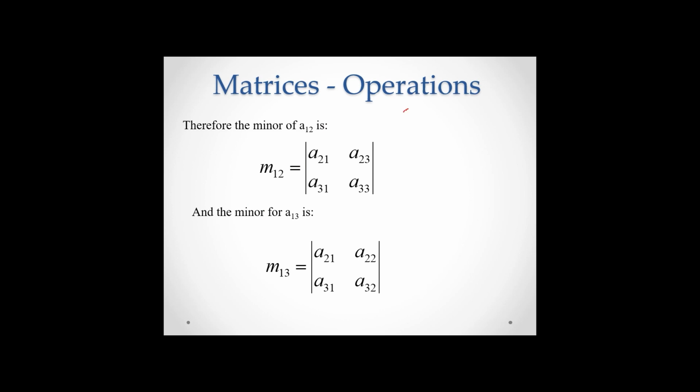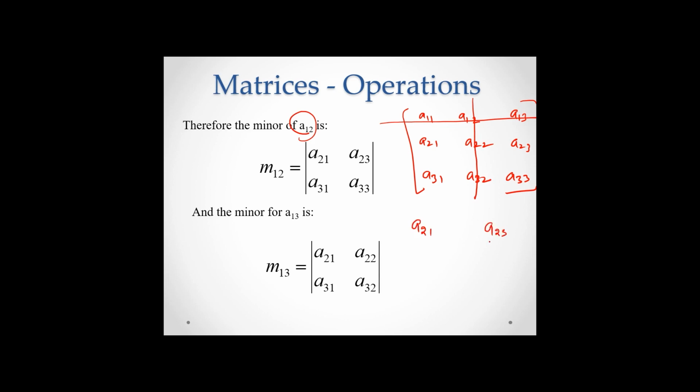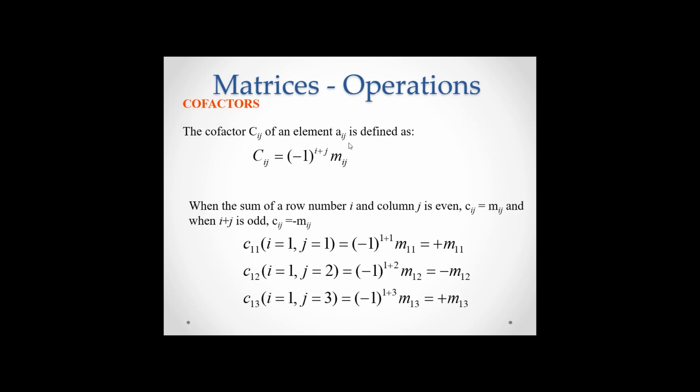So I'll just do it for you. If I have a matrix A11, A12, A13, A21, A22, A23, A31, A32, and A33. Right? So if I have to find M12, I am deleting the first row and the second column. So what am I left with? A21, A23, A31 and A33. Similarly, we can proceed for M13 also and for all the rest of the elements.